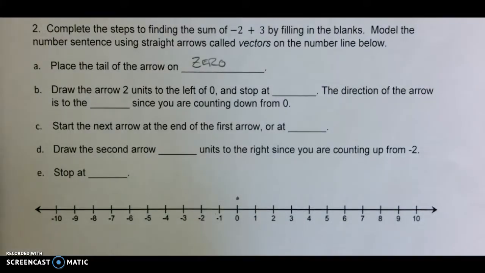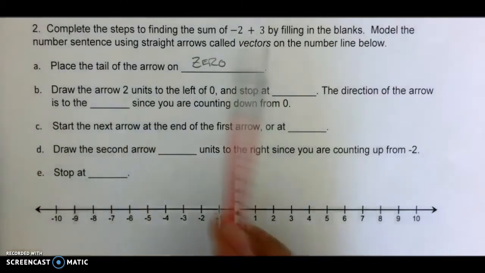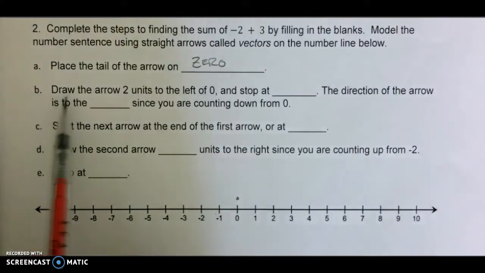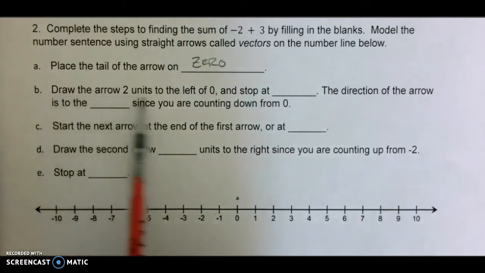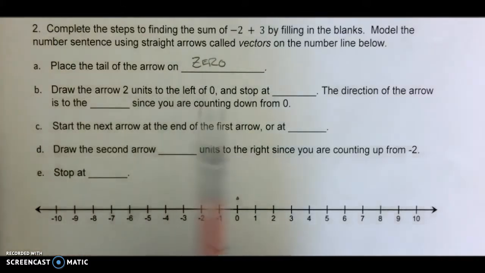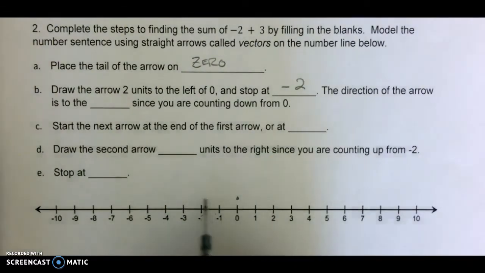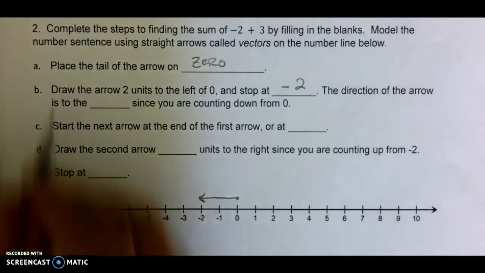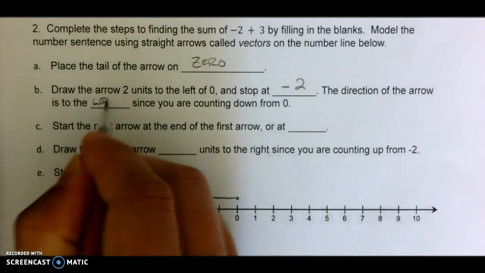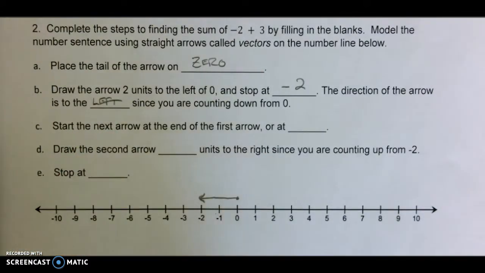And now what I need to do is draw an arrow to the first number in my problem, which is, in this example, -2. So in part B, it says, draw the arrow 2 units to the left of 0 and stop at -2. That's where we're going to end up in this example. 2 units to the left of 0, put your arrowhead, and now we're at the number -2. The direction of the arrow is to the left, since you are counting down from 0.